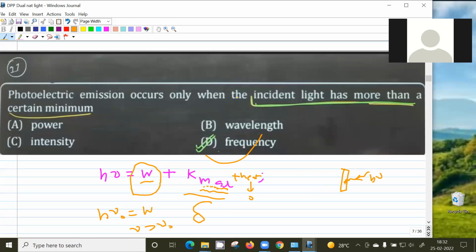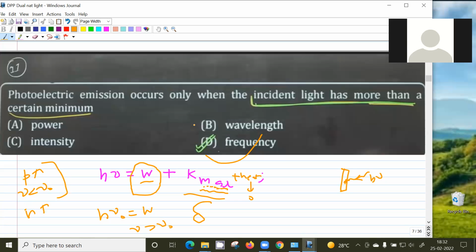But if the power is less, the number of electrons will be less. And if the power is more but the frequency is less, still the electron will not get emitted. Even though the power is high, if the frequency is less than nu naught, there won't be any emission. Got it? Yes, sir. Even when intensity is high, intensity meaning the total number of photons, if the frequency is less than nu naught, there will be no emission.